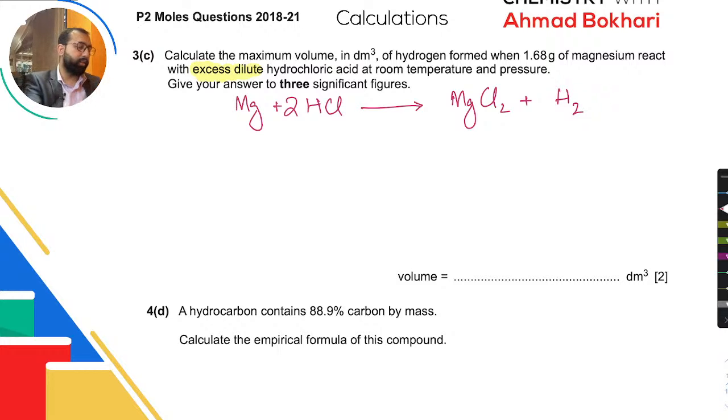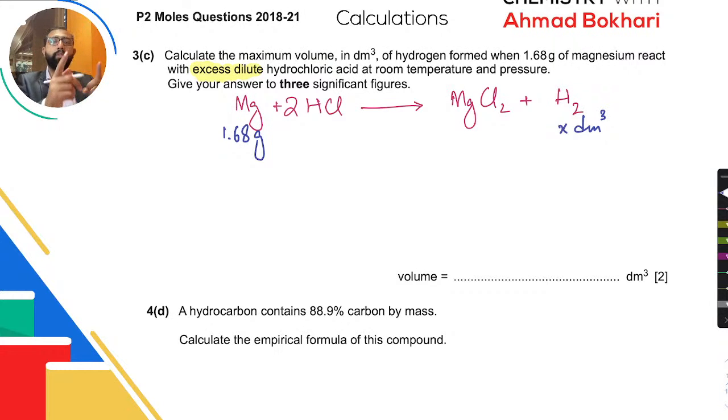So let's get started with what we have. It says that we have 1.68 grams of magnesium, and we want to know how many dm cube of hydrogen we get. Now this is a very interesting combination that the examiner has picked. They have picked magnesium, which has an AR of 24, and they're asking us for the volume of gas, which is in dm cube, and 1 mole is always 24 dm cube.